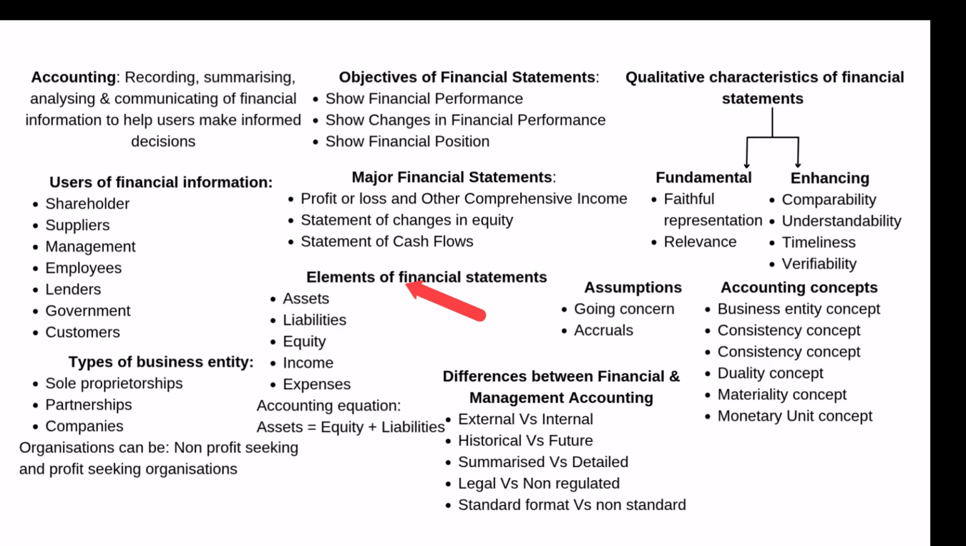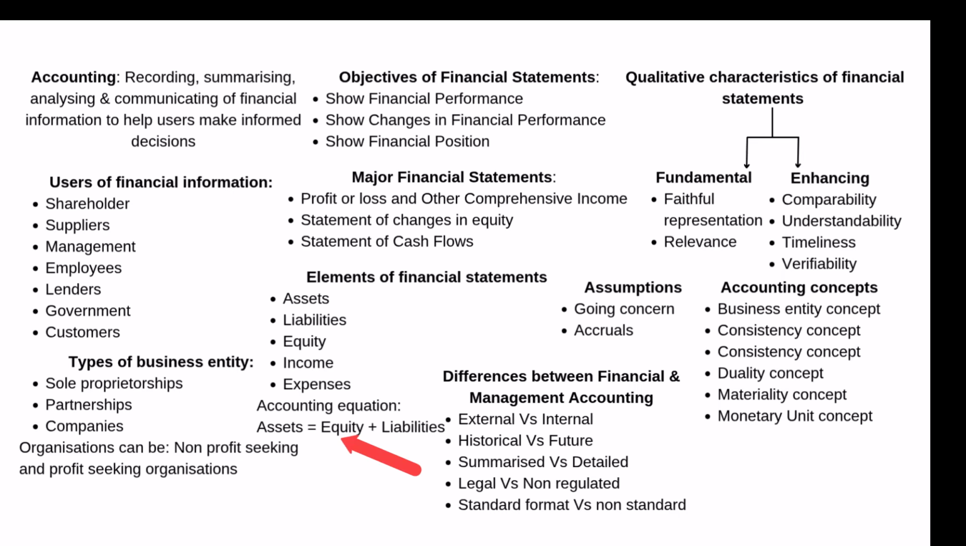Equity is the owner's residual interest in the assets of a business less its liabilities. So equity is usually found by subtracting liabilities from assets. If you think about that, that is why we have the accounting equation at the bottom there. The accounting equation says assets equals equity plus liabilities, so that if you then change the subject of the formula, equity equals assets minus liabilities.